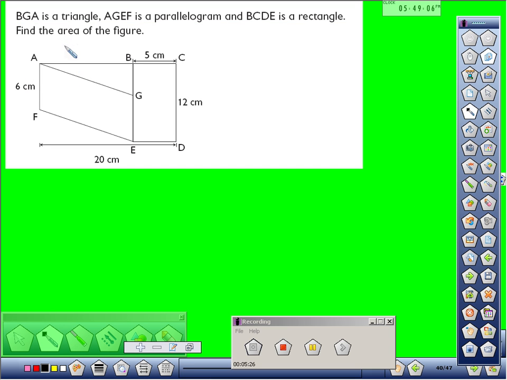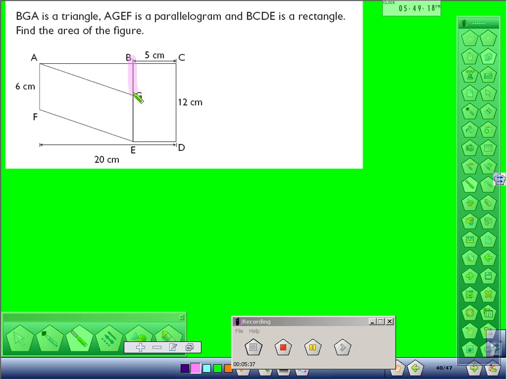Okay, this one looks a little more challenging. BGA is a triangle. Let me highlight that. AGEF is a parallelogram. BCDE is a rectangle. Find the area of the figure. So they want us to find the area of these three shapes.